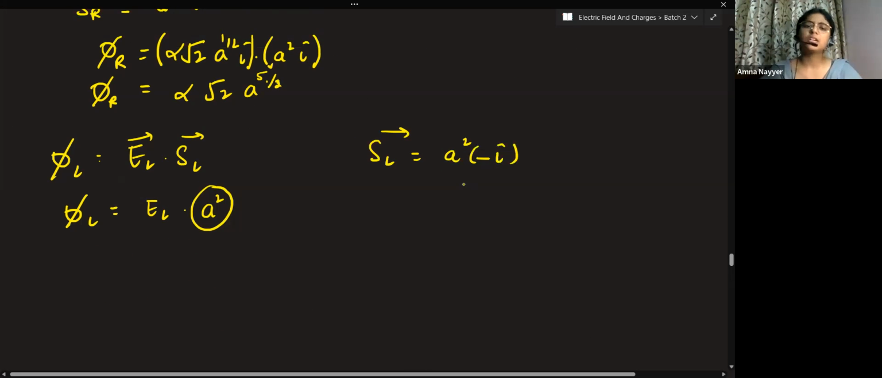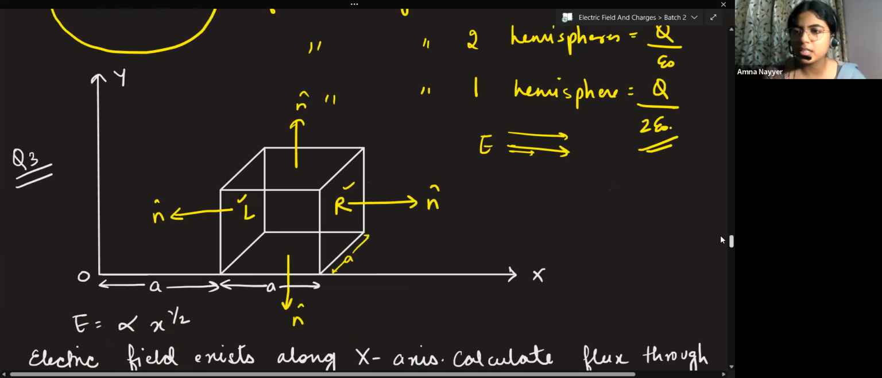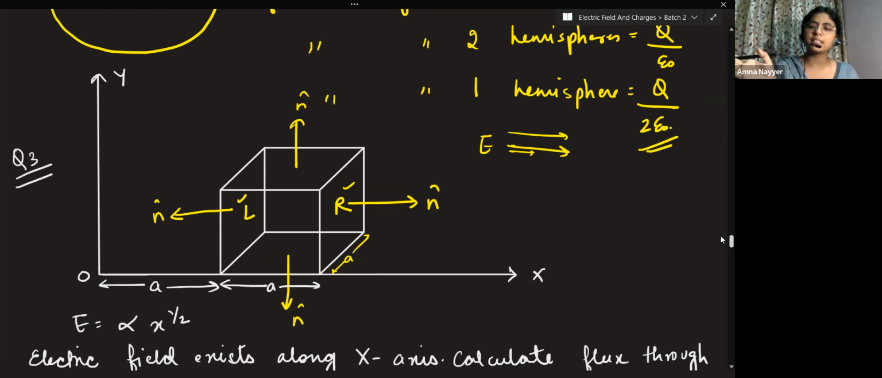This is the difference. So now you are not required to take the angle, because you have considered the negative sign with you. The electric field for the left hand side is alpha, it was x to the power half, so it will be A to the power half only. This will be alpha a to the power half. Now the direction of the electric field. The electric field's direction is not getting changed because the electric field is remaining the same. The electric field is directed towards the positive x-axis. So the positive x-axis has which unit vector?